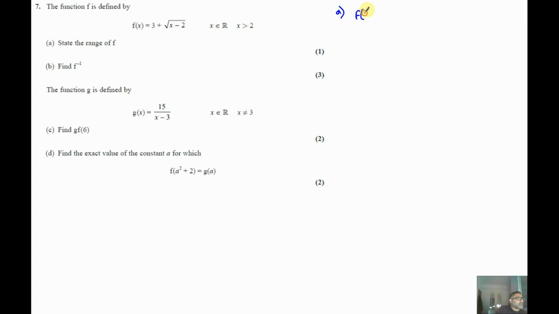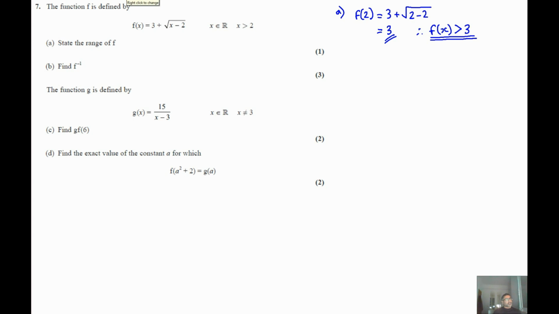So f of 2 would be 3 plus root 2 minus 2, which is 3. That tells me we can't enter 2 because x has to be bigger than 2, so our function output must be greater than 3. And that's going to become important a little bit later on as we get through these questions.